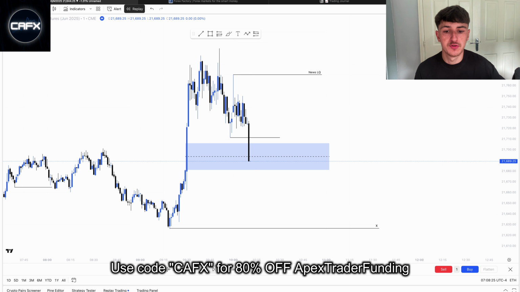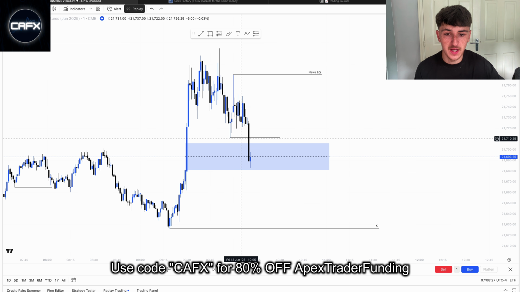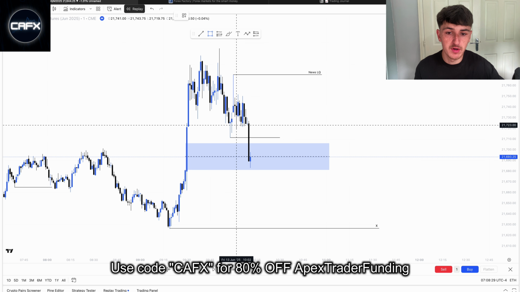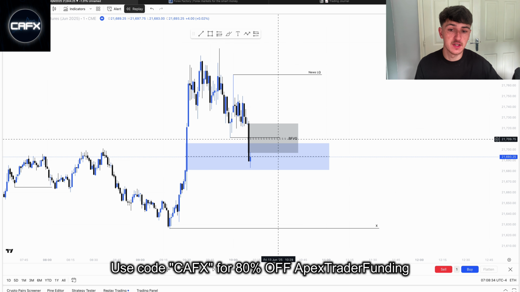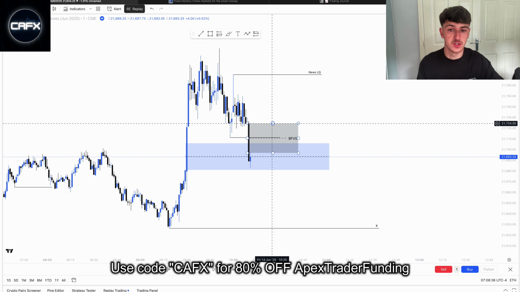When I play price through, we do actually sweep out this low perfectly and we leave a singular, clear and obvious bearish fair value gap. Now this here would have been a perfect trade. If this had inversed, I would have taken this long and it would have gone to this news high.